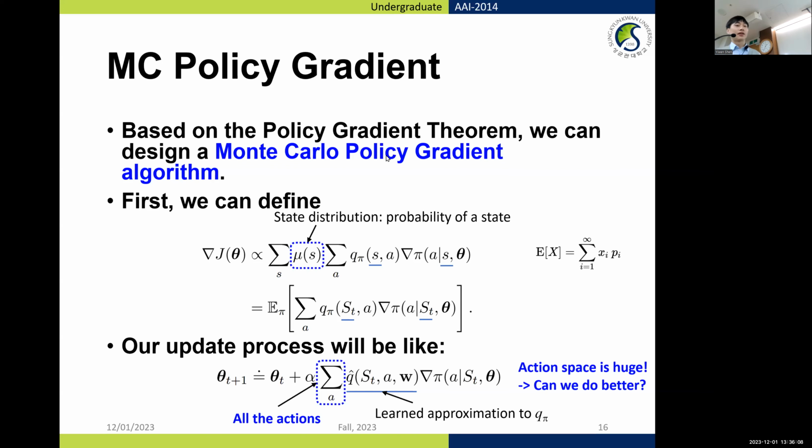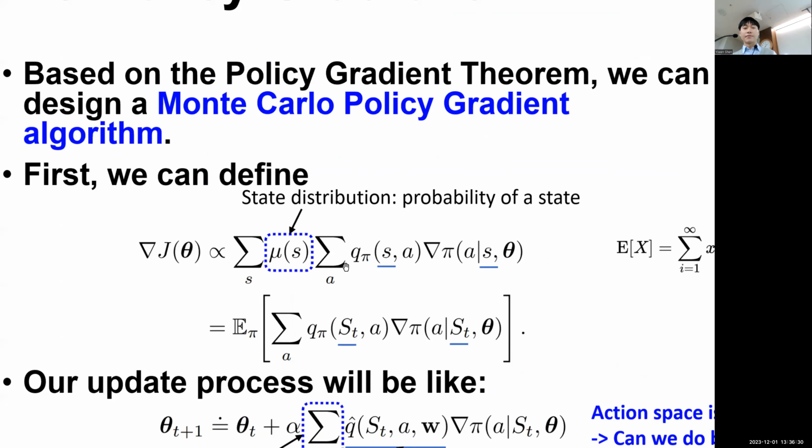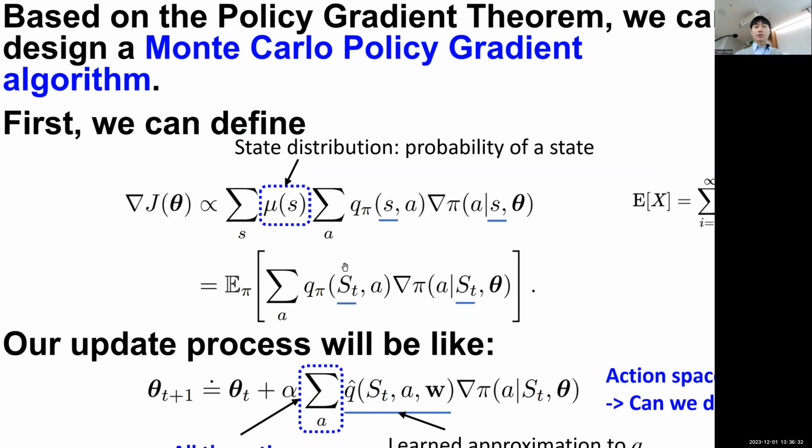So based on the policy gradient theorem, we can design different kinds of algorithms. The first one we're going to take a look at is the Monte Carlo policy gradient algorithm. Okay. So how do we derive this algorithm? First, we define. We base it on this theorem.